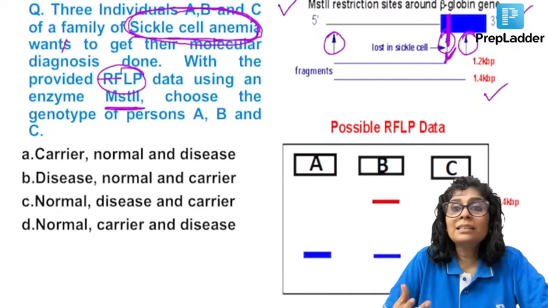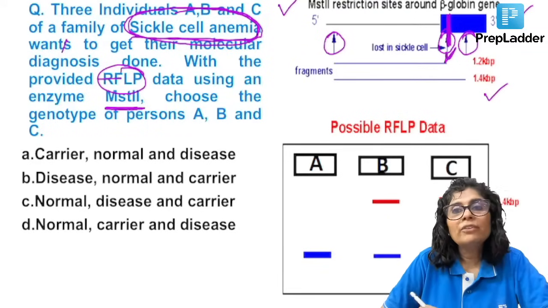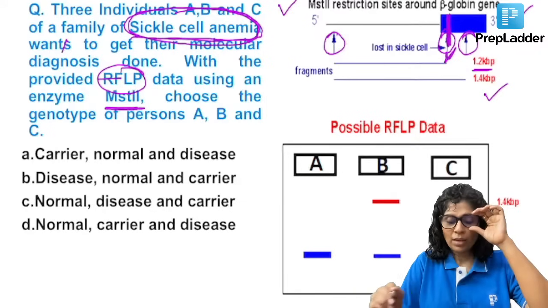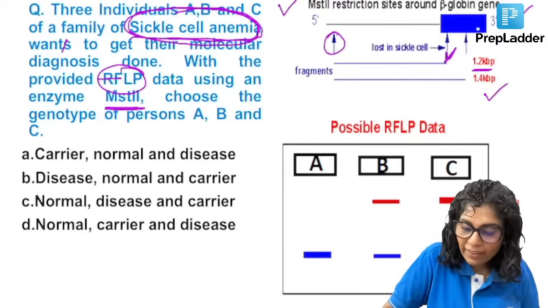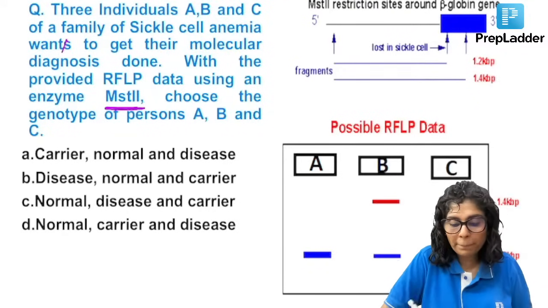But if the person has got normal gene, then this will be cut. If it is cut, the length will be 1.2 kilo base pair. Do you all understand the facts that are given in the question? Let me erase all that I've written here.